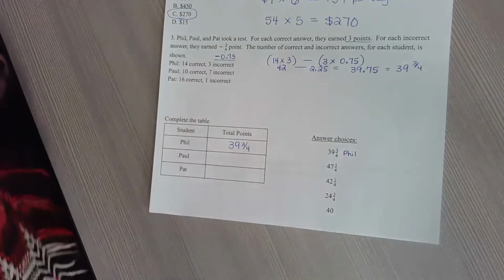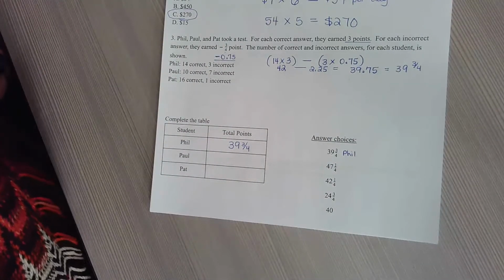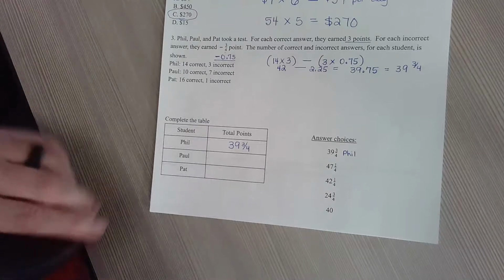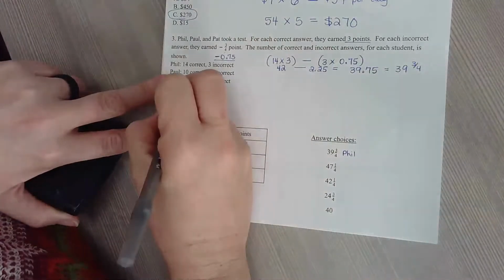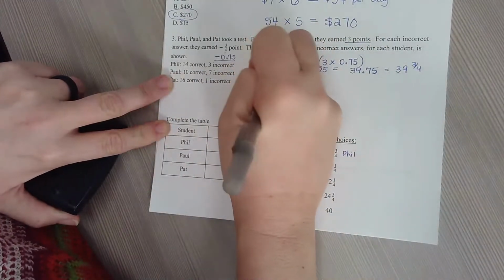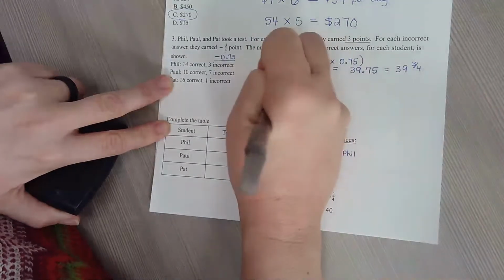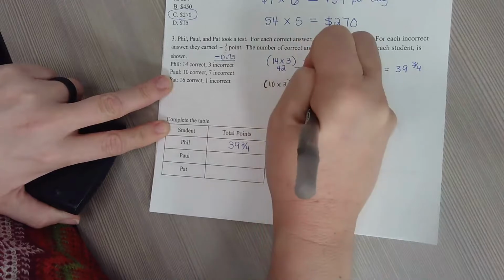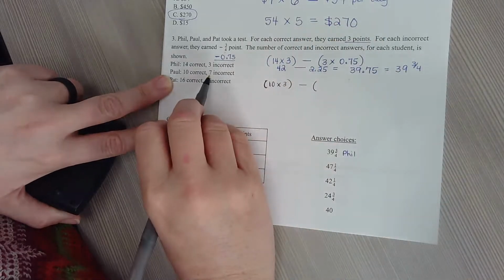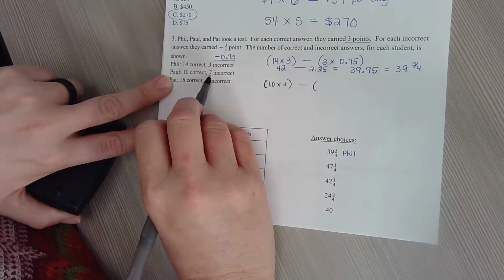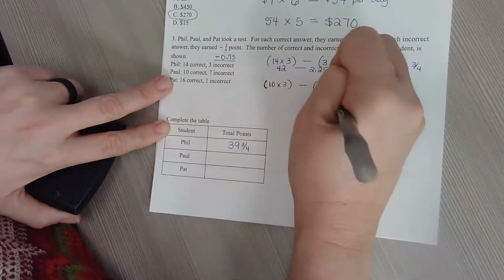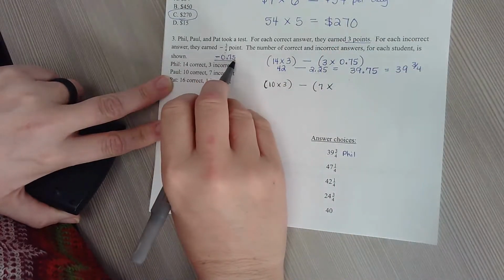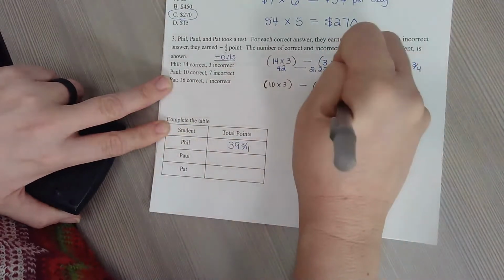Next up, I'm going to do Paul, and I will change colors so it doesn't look quite as confusing. So for Paul, he had 10 correct. So again, for each one that is correct, I'm going to have 3 points. And then I'm going to subtract from that the amount of problems he got incorrect. 7 incorrect. And again, each of those incorrect problems, he loses 0.75.